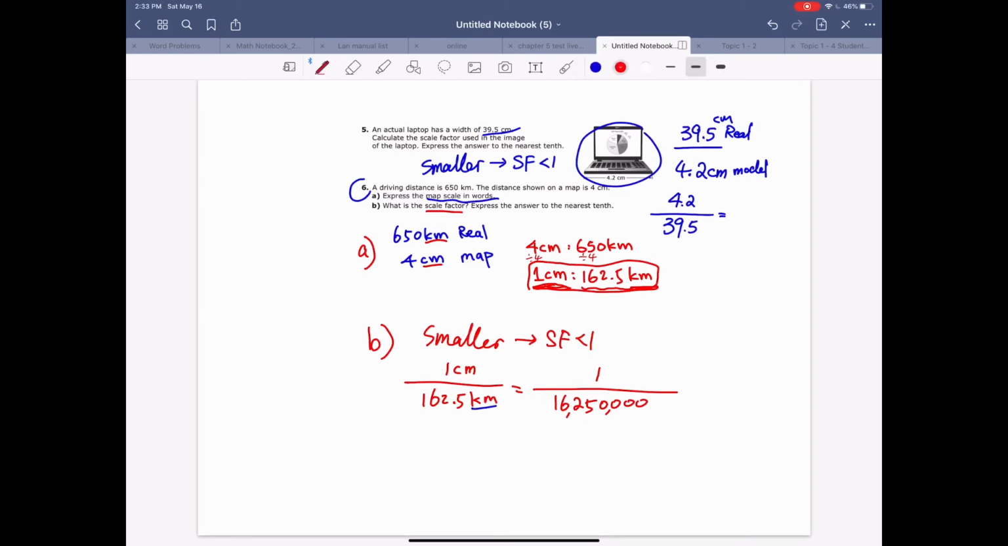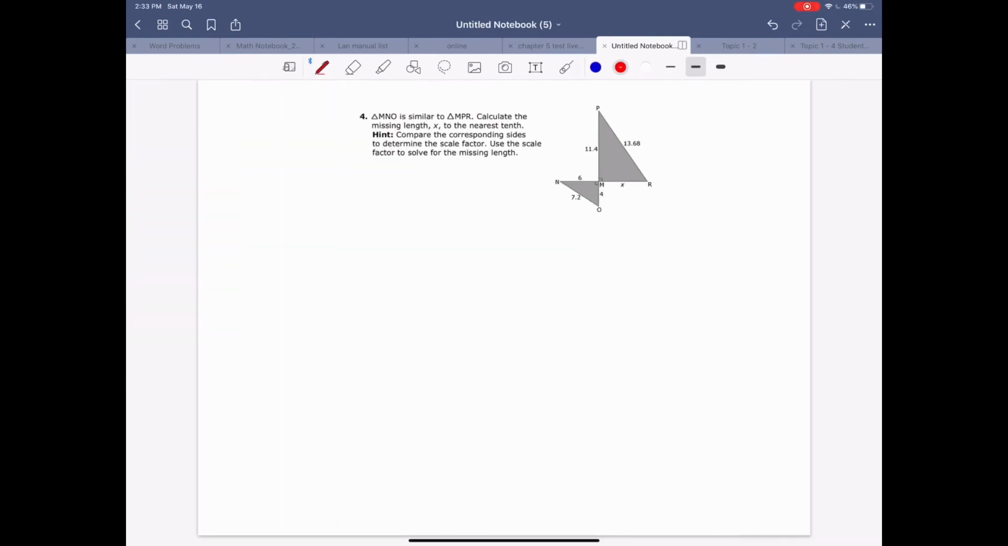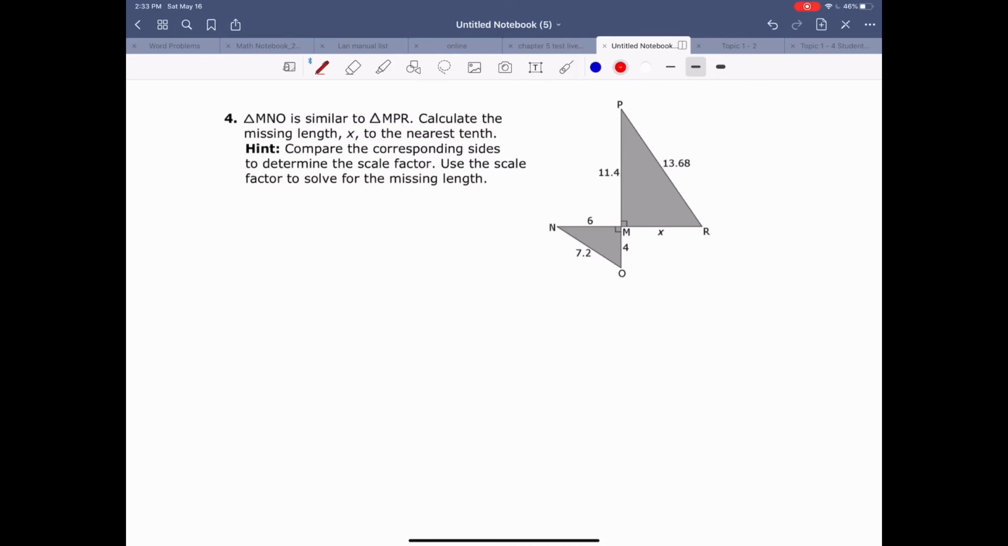Great. Oh, we do have another question, sorry. M and O are similar, so these are similar triangles. Find the missing length, x. These are similar triangles, but the triangles are rotated. It's like you have this one here, and then you rotate it to that one and shrink it at the same time.